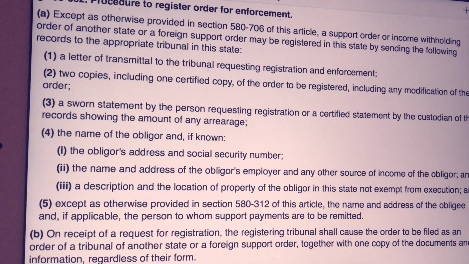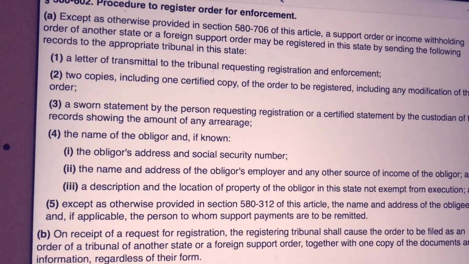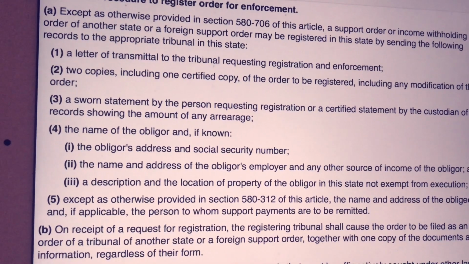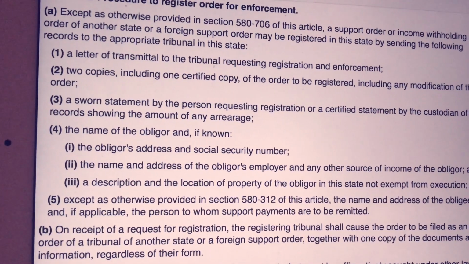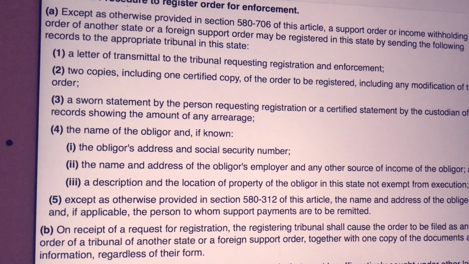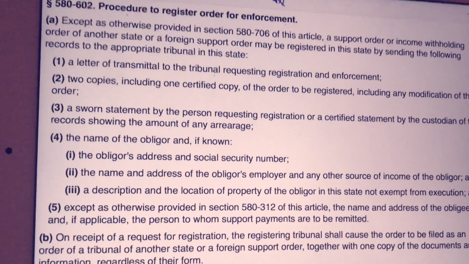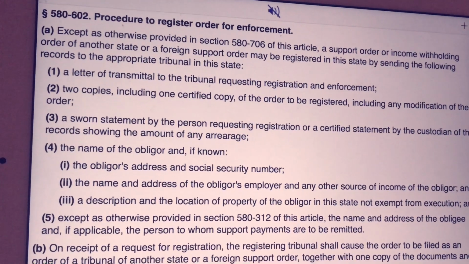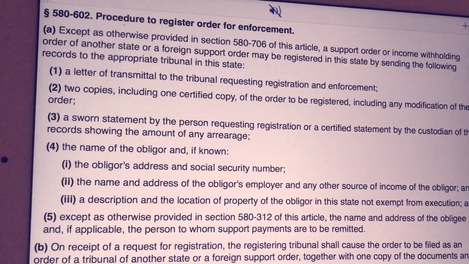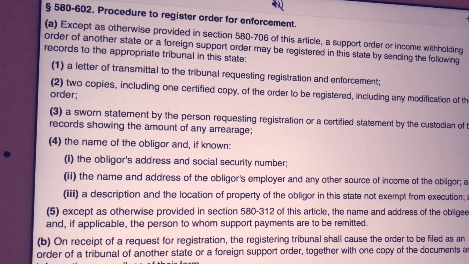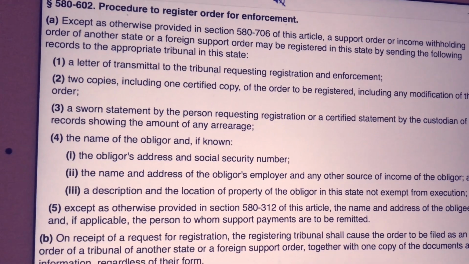And, 5. Except as otherwise provided in section 580-312 of this article, the name and address of the obligee and, if applicable, the person to whom support payments are to be remitted. B. On receipt of a request for registration, the registering tribunal shall cause the order to be filed as an order of a tribunal of another state or a foreign support order, together with 1 copy of the documents and information, regardless of their form.